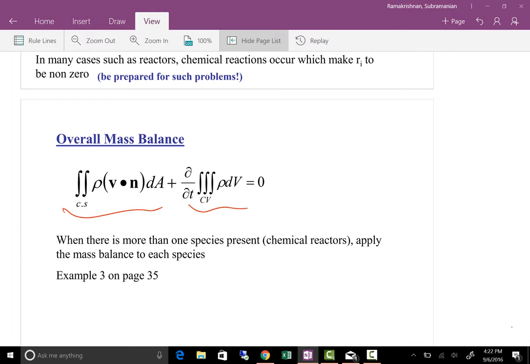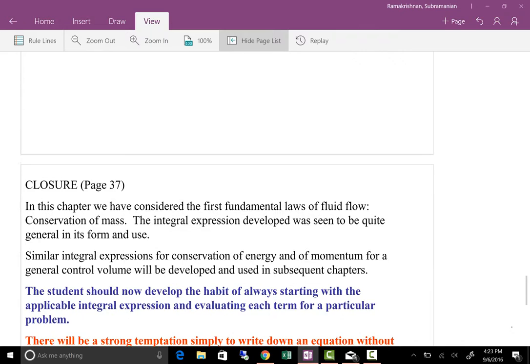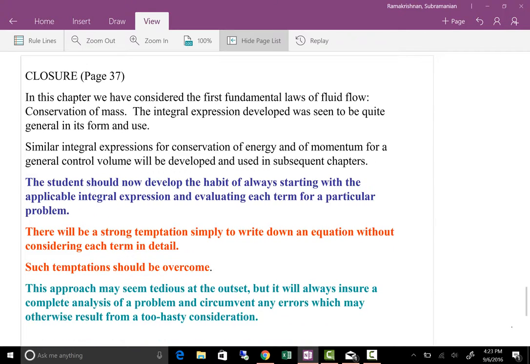And from now on, you're going to see this quite a lot, right, as we go along in the chemical engineering curriculum. Okay, closure on page 37. I think it is page 37. I don't know which edition this is, but this is the end of the mass balance chapter. So in this chapter, we have considered the first fundamental law of fluid flow, conservation of mass, and this is a very general form, can be used for a lot of problems. And our goal is to develop such integral expressions for energy and momentum. You're going to see it's going to be very simple.